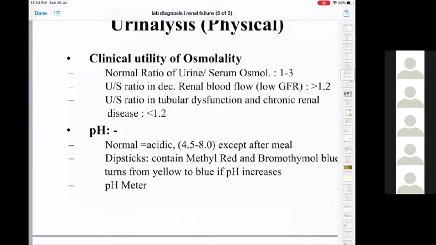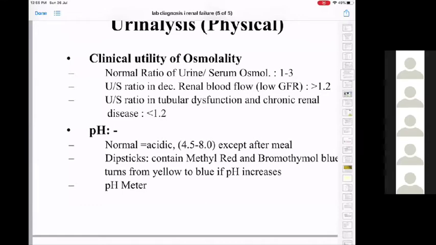Now, the clinical utility of osmolality. The normal ratio of urine to serum osmolality is 1 to 3. The urine to serum ratio in deficiency of renal blood flow, that is low GFR, is more than 1.2. These are not so important.